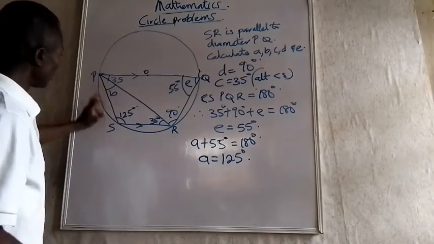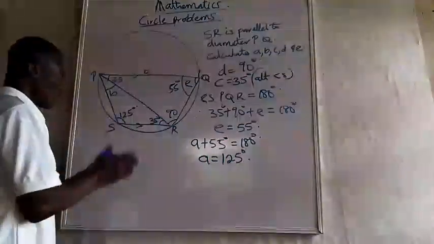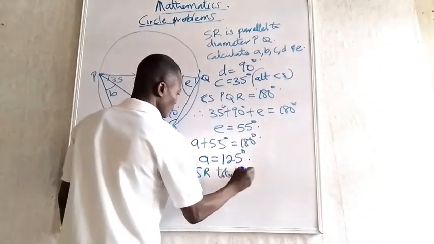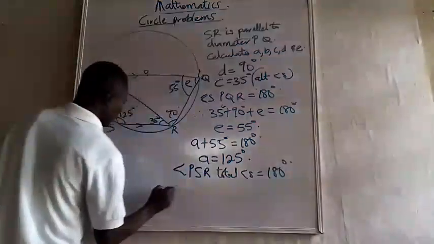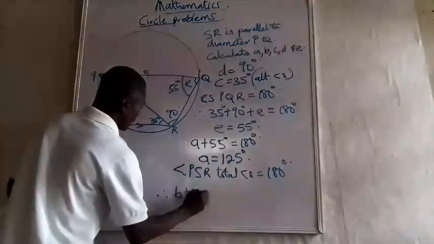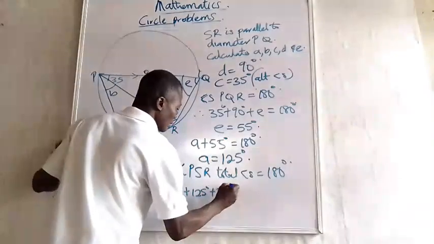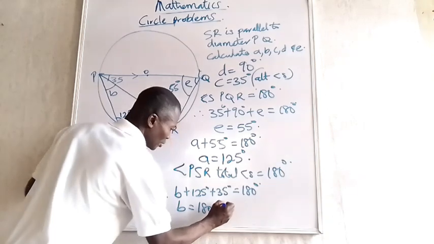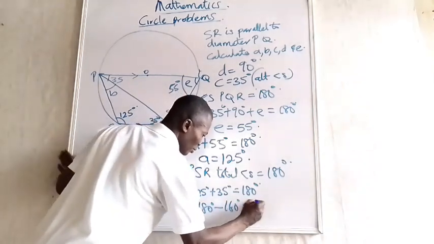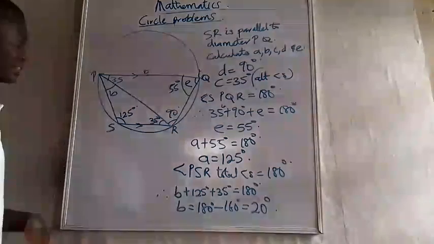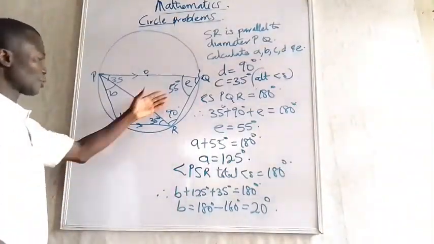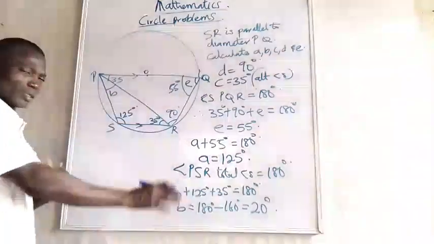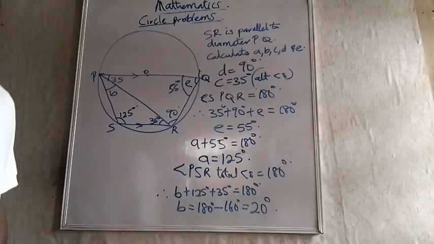Now, in triangle PSR, all the angles too must be equal to 180 degrees. Therefore, B plus 125 degrees plus 35 degrees must be equal to 180 degrees. So B must be equal to 180 minus 160 degrees, which should be equal to 20 degrees. So you can see, it's just a flow. Sometimes you need to create some angles for yourself to find, so that you'll be able to find some other ones. It's just a flow. Follow the rules, you always get the answer.